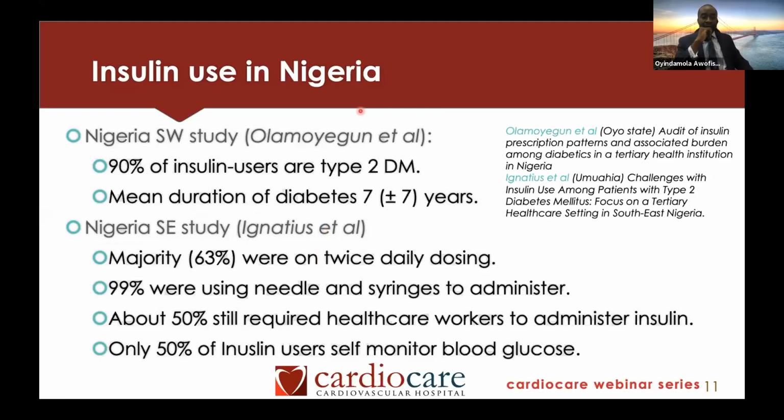And the initial scenario I'll look at is the studies reported by Olamoyegun et al. in Oyo State. I think that was done in Lautech, which shows that 90% of insulin users are actually patients with type 2 DM. And I believe that we all treat patients with type 2 diabetes. Also, the mean duration of diabetes before starting to use insulin is on average about 7 years, plus or minus 7 years. That's a lot of them will be between 1 and perhaps 15 years.